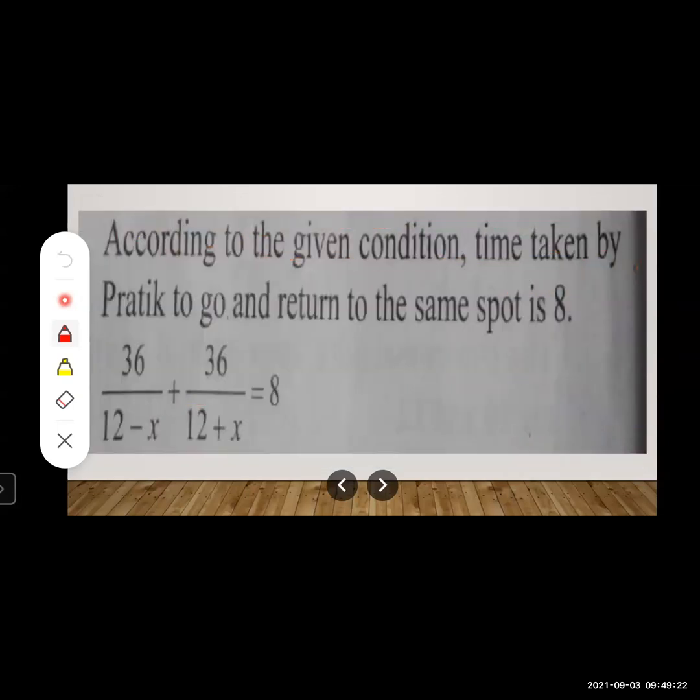According to the given condition, the time taken by Pratik to go and return to the same spot is 8 hours, right? So let us add this as 8. When you simplify this, you will get a quadratic equation. Very simply, look here, the denominator is different. So first of all, you need to equalize this. So let us further simplify this.